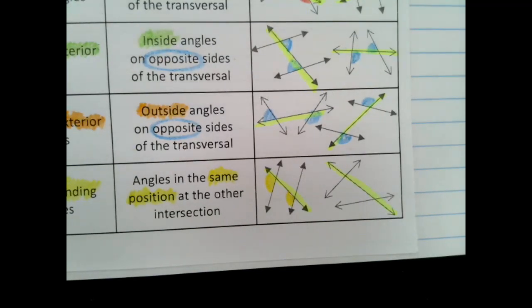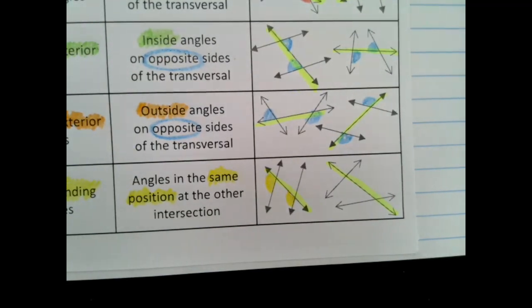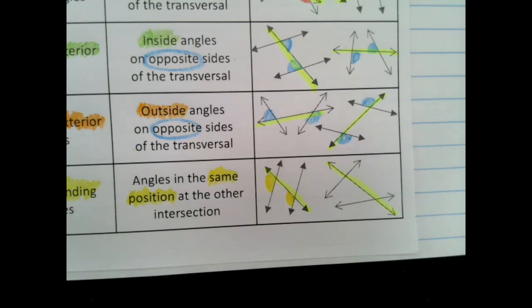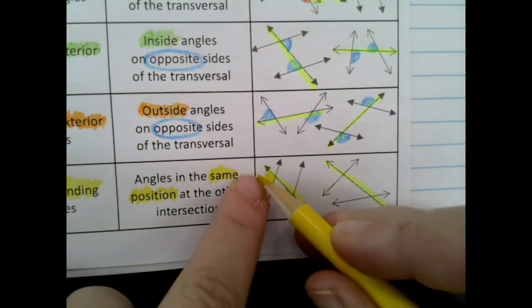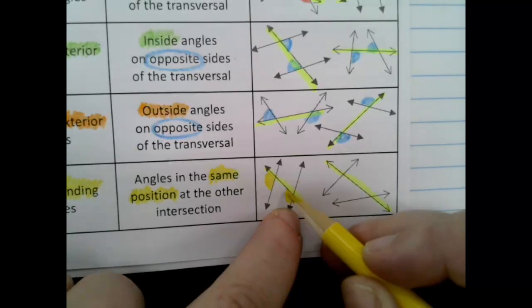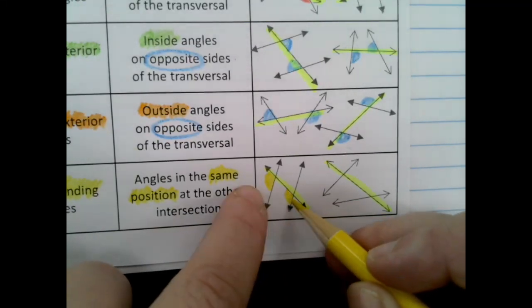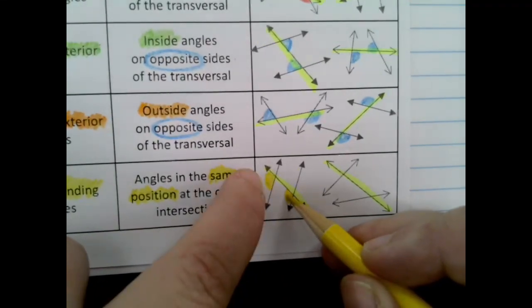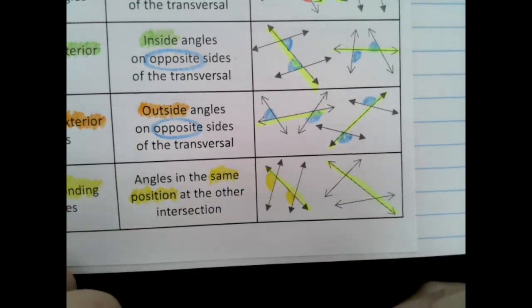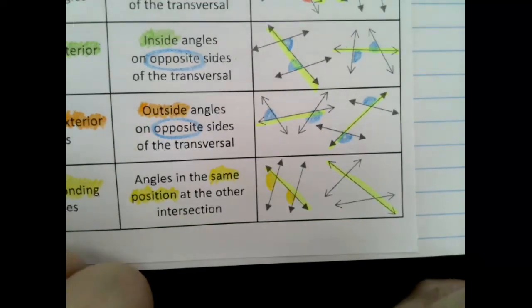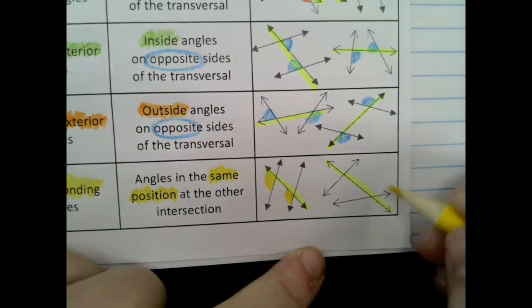So are these interior angles or exterior angles? They're both. This first one is exterior, it's going away, but then this one is going inside. So because they're going in the same direction, one is interior and one is exterior. Good.